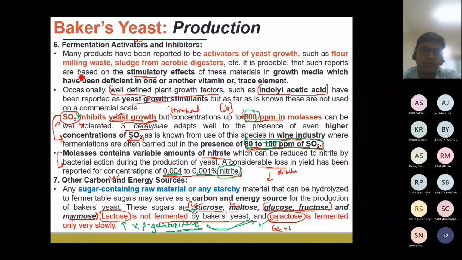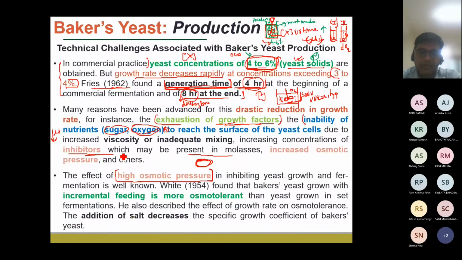Okay, so we have looked into other things like the activators that are there for the fermentation, and some of the inhibitors, and some of the other carbon sources that can be used, like sucrose and maltose. However, lactose is something that cannot be fermented by Saccharomyces cerevisiae, and it cannot be used as a carbon source. So before moving to the fermentation step, we look into what the technical challenges are.